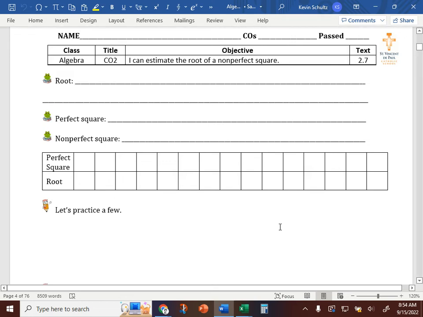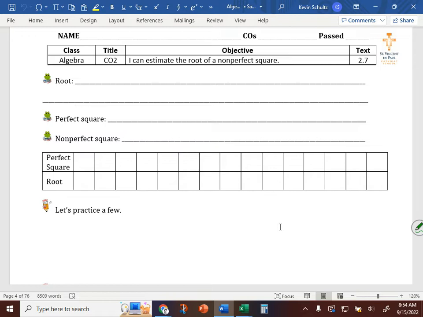Good day, Algebra. We are going over CO2 today, not carbon dioxide, but estimating the root of non-perfect squares. Let's start by defining something that's actually a little bit difficult to put into words. What is a root? Not the herbology plant root, but the mathematical root. How would you define that? We just talked about it in CO1, so we know what it is, but put it into words.